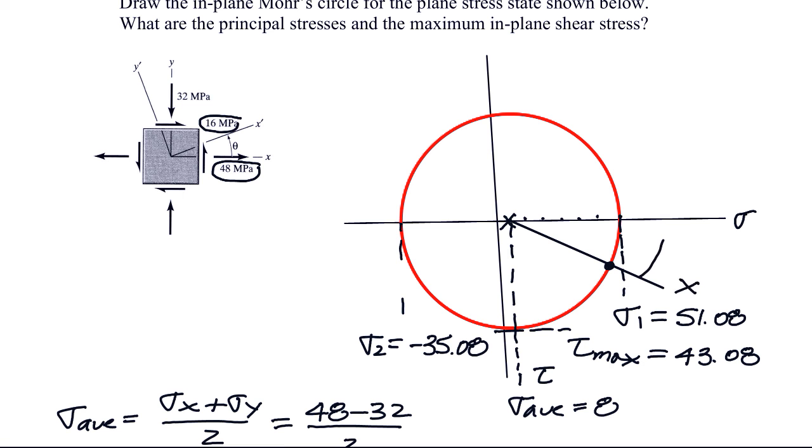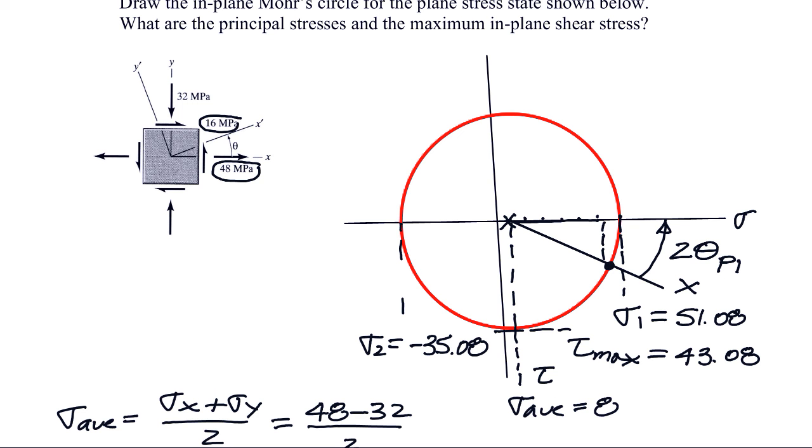So if we want to know through which angle we need to rotate our stress element to reach sigma 1, that's twice the angle there. So you can do the math, you can do the trig here to find out what that angle is, and that's the angle through which you'll need to rotate that in order to hit that first principal stress there of sigma 1.